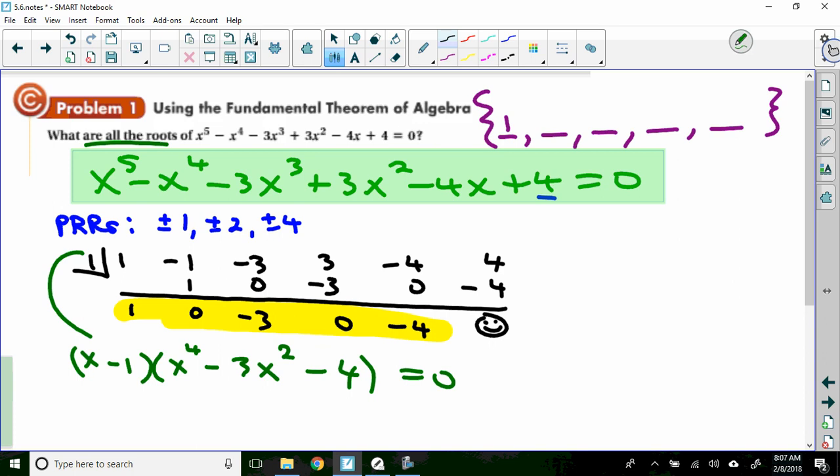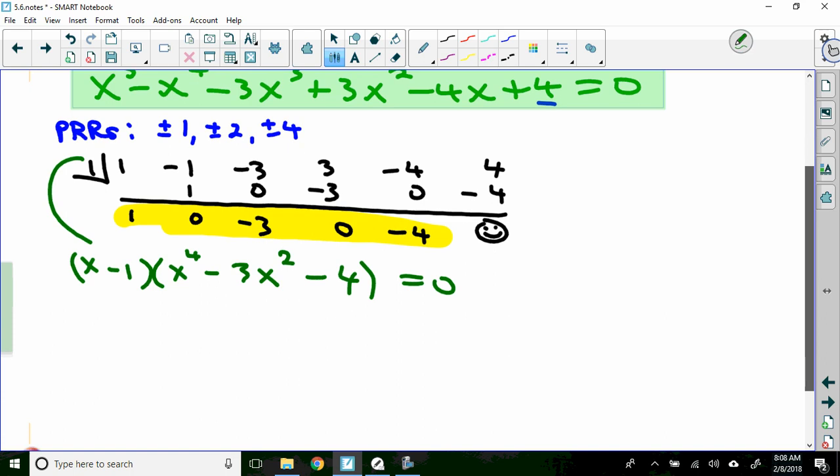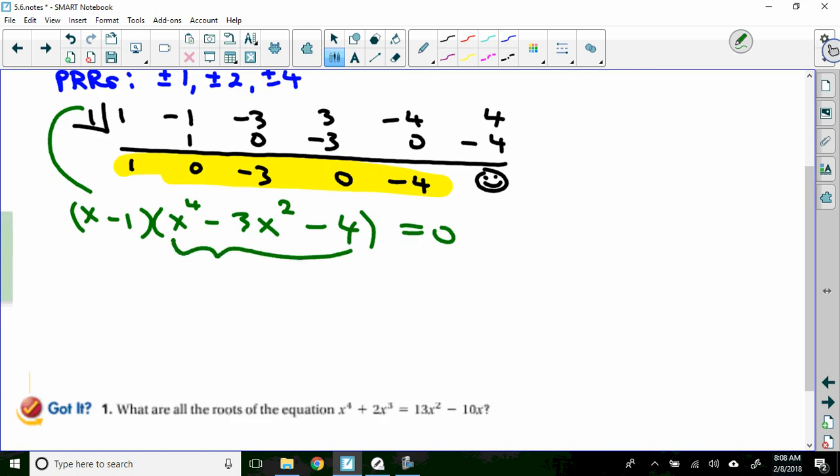What do we got? Absolutely, you can factor what's left. It's going to factor pretty nicely. We've seen how to factor this. This is one of those things that's called quadratic form, right? So we should be able to factor this pretty readily.